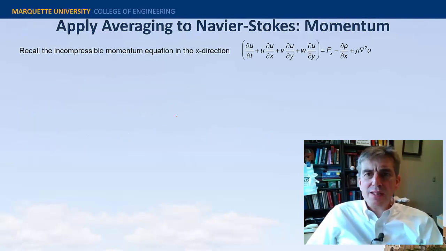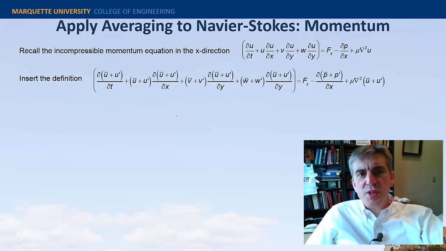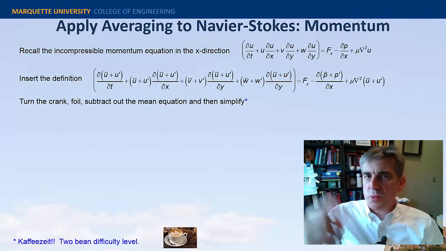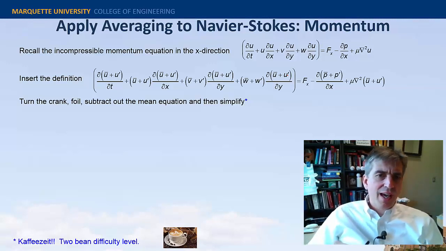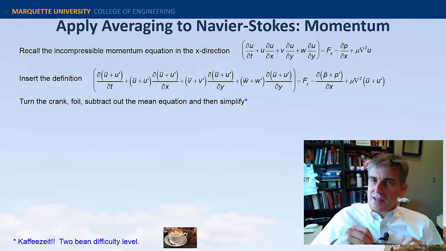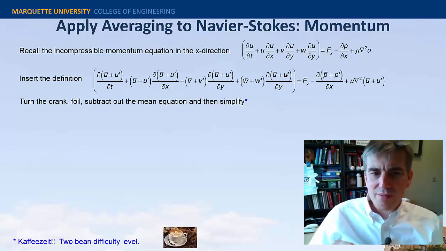If we wanted to do this to momentum, that's a little bit more complicated. That looks like momentum in the U direction, or in the X direction. I'd have to insert my Reynolds decomposition for every term, expand it all out, and then apply my averaging rules that I showed you on the previous page. I think I'll leave it to you to go through that math. It is well worth trying out. Nice cup of coffee. Not so easy to do. It's a two-bean level of difficulty.